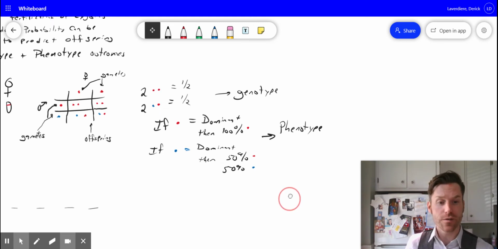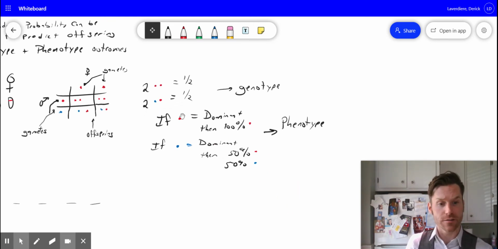Now, if we set the stipulation that red is dominant, then for phenotypes, 100% of these babies will be looking red. That's it. Because the red's here, the red's here, the red's here, the red's here. They all got at least one red allele. They're all going to be red because that's what it means for red to be dominant.